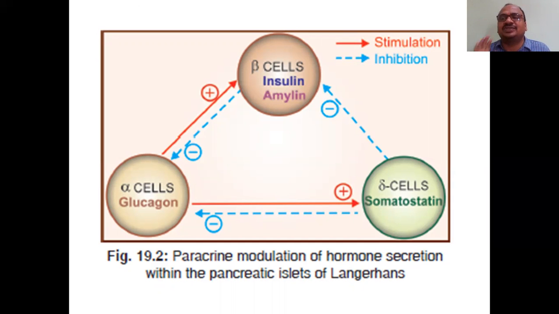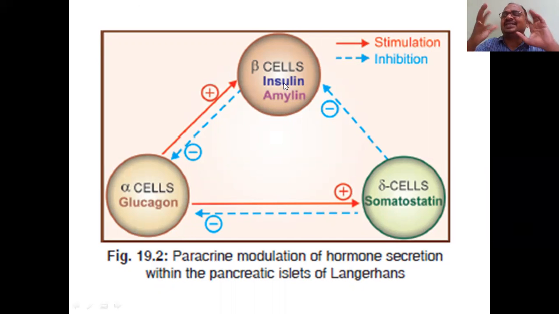And alpha cells, again here, it looks like a G, the letter G. So it is glucagon. Very easy to remember. Glucagon. Which cell secretes which hormone is very, very important for all competitive examinations. Beta cells release insulin and amylin.